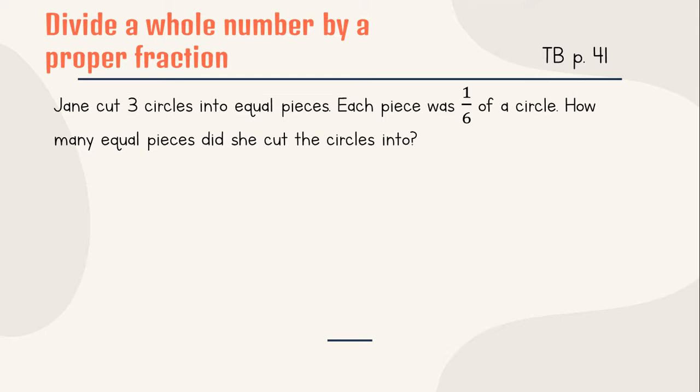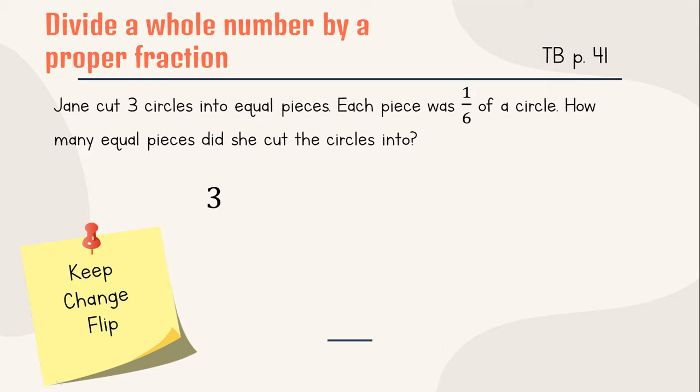What do we need? Division, that's right. What divide what? 3 divided by 1 per 6. Remember, keep, change, flip. Keep 3. Change to multiplication. Flip, 6 per 1. So that's it. After that, just multiply as usual. 18. Easy.